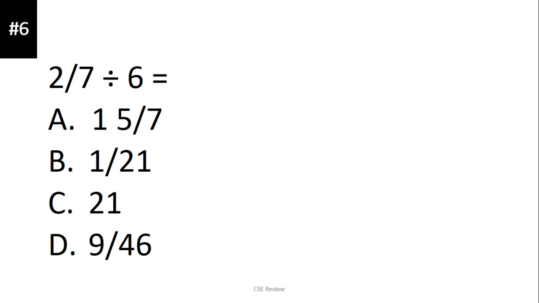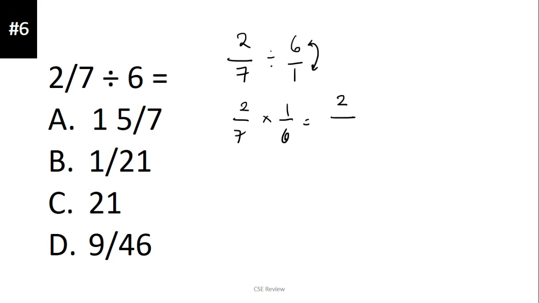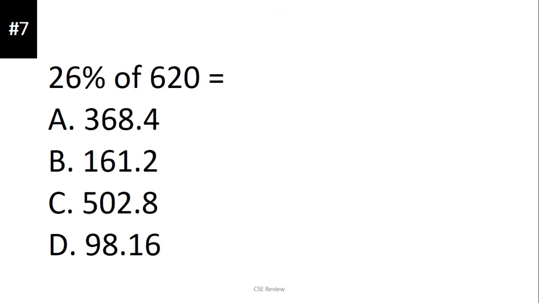Number 6. Ito, division siya. So, 2 over 7 divided by 6 over 1. Pag i-divide, babaliktarin mo siya. Reciprocal. So, 2 over 7 times 1 over 6. Ang sagot ay 2 over, and then 7 times 6 is 42. So that is 1 over 21. Letter B. Okay? So very important for you na i-reciprocal yan ha, kasi pag hindi nyo ginawa itong step na to, magkakamali kayo.